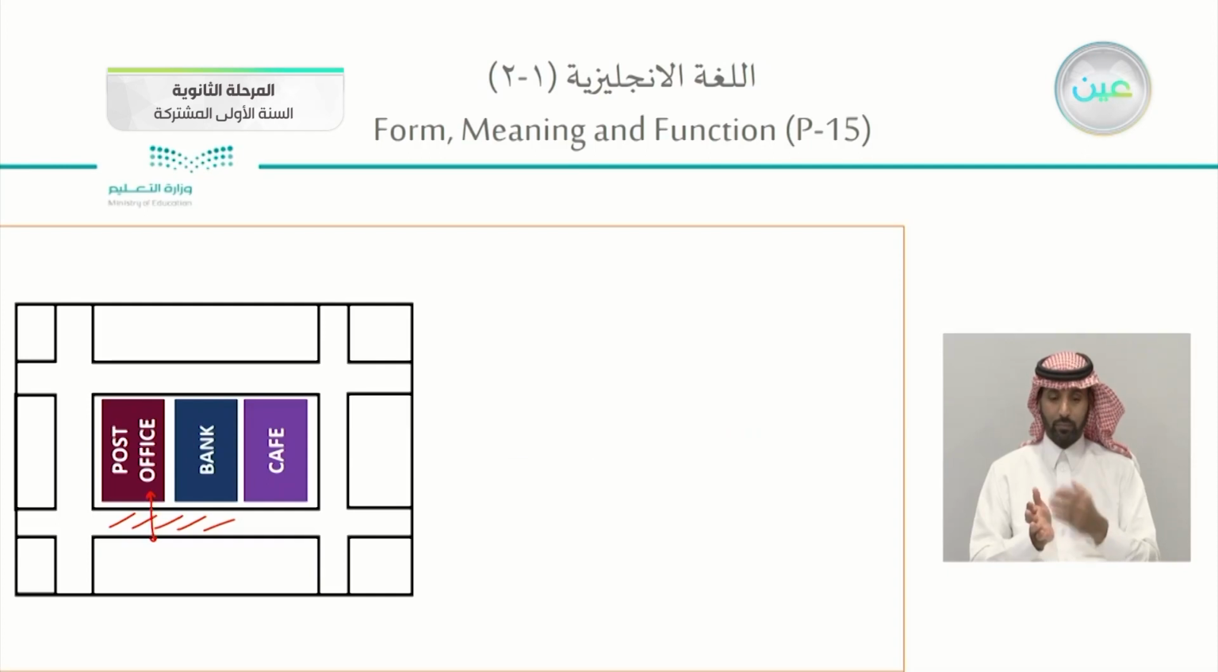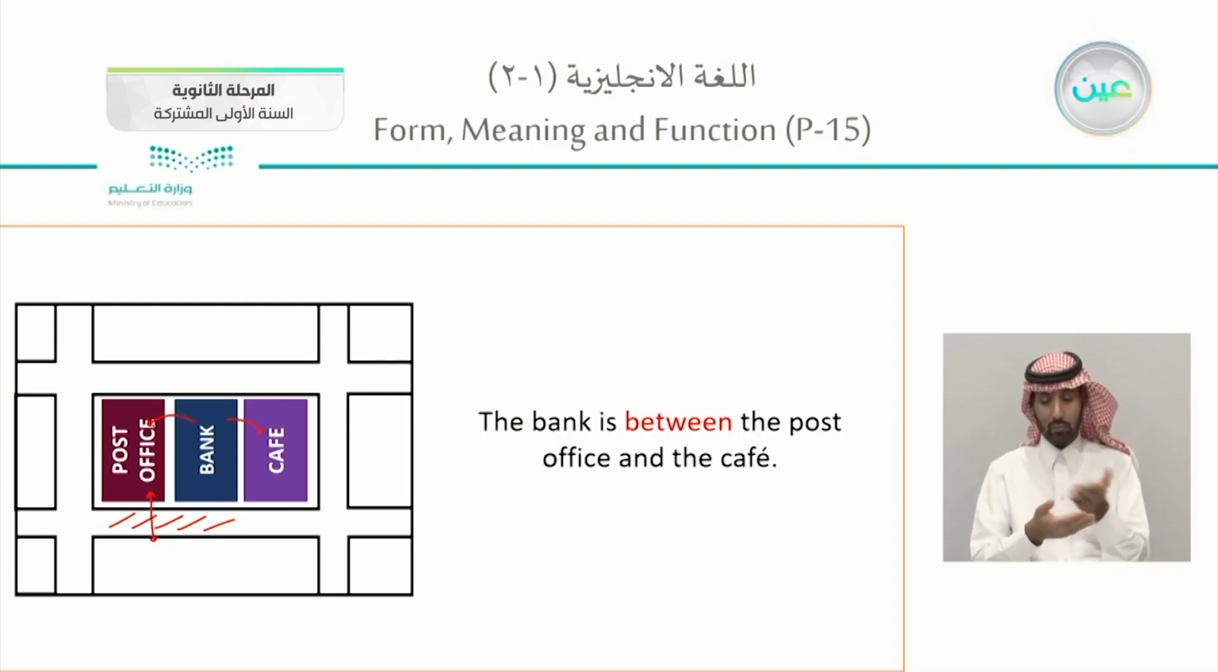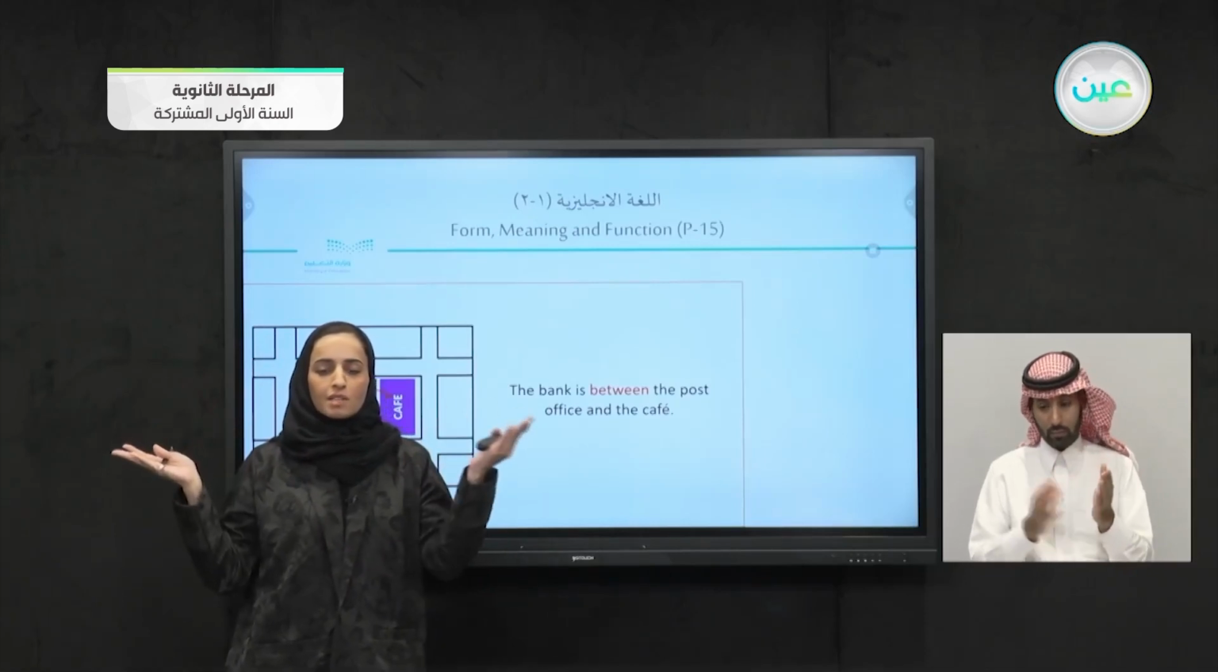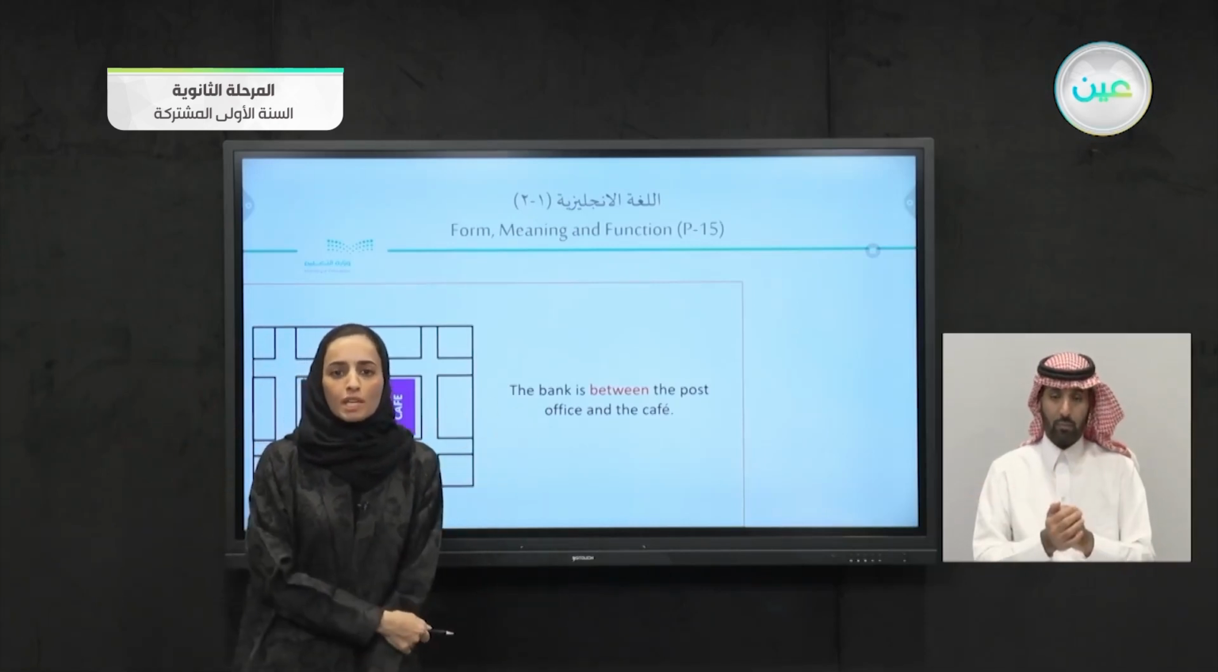Next, what do we have here? We're having a post office, a bank, and a cafe. What can we tell about these? Where is the bank? The bank is somewhere in the middle. We're having a right and a left. So the bank is between the post office and the cafe. So it is somewhere in the middle. We're having something on the right and something on the left. Between, in the middle.